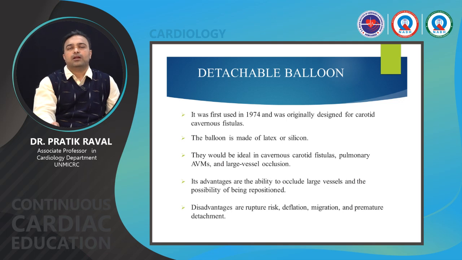Detachable balloons act in pretty much the same way as the detachable sacs. These balloons are made of latex and silicone, and they are particularly suitable for large vessel occlusion and large AV fistulas like cavernous carotid fistula and pulmonary AV malformation. Their advantage is that they can be repositioned easily if the desired position is not achieved. The main disadvantages of the balloon include the risk of balloon rupture, balloon deflation, migration of the balloon, and premature detachment.